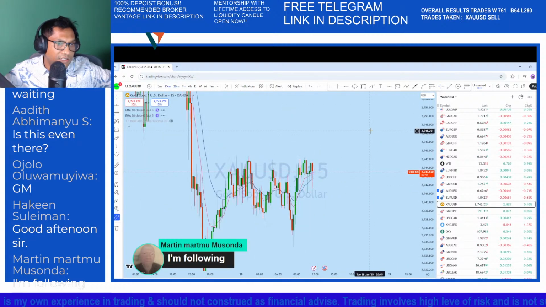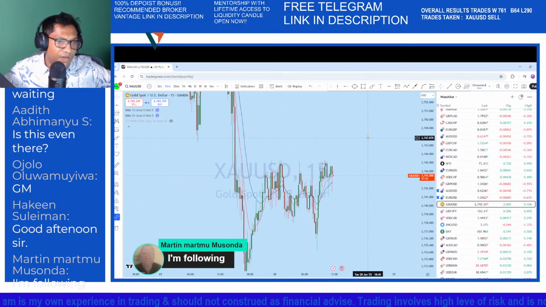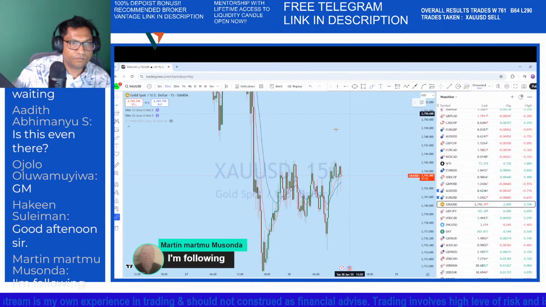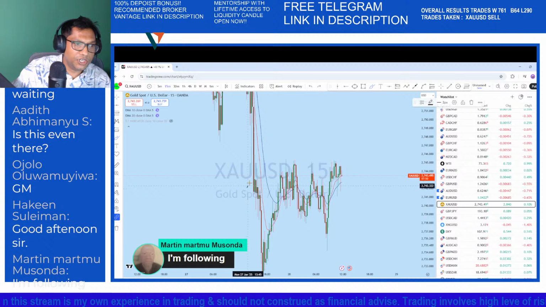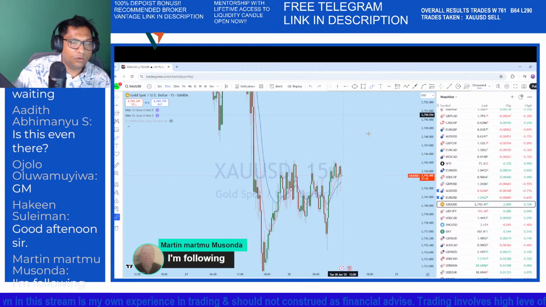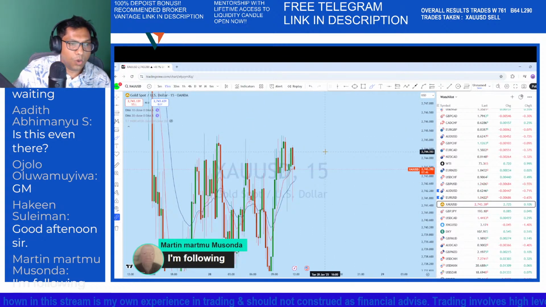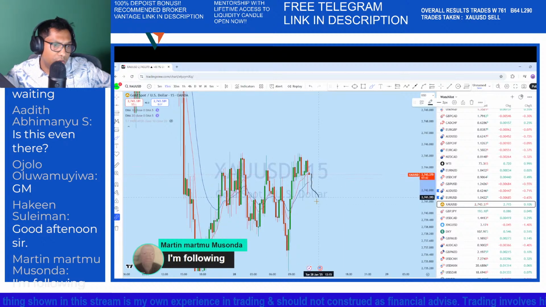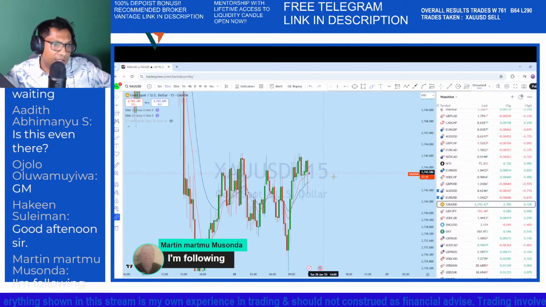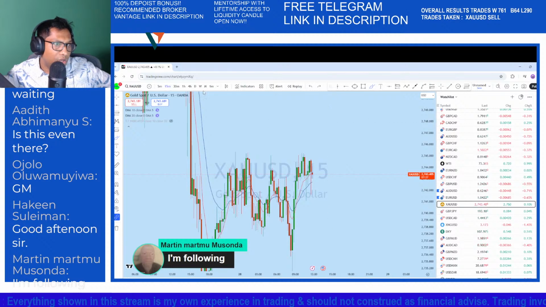Now you can see that this is the lower time frame price action from the 15 minutes. There is a structure formation here, and with that structure formation, what we can expect for this market, this is the 15 minutes here, and the price is trying to fill that wick here.